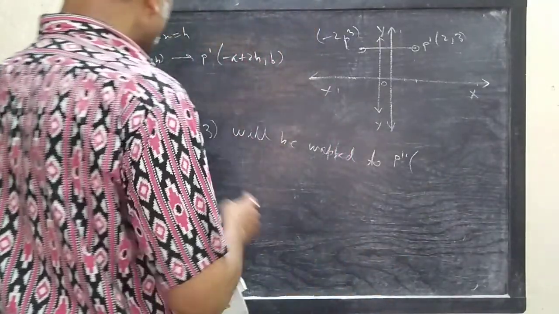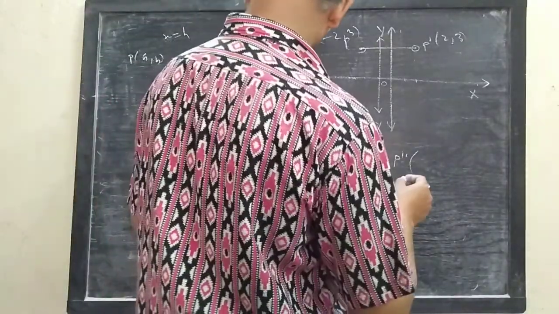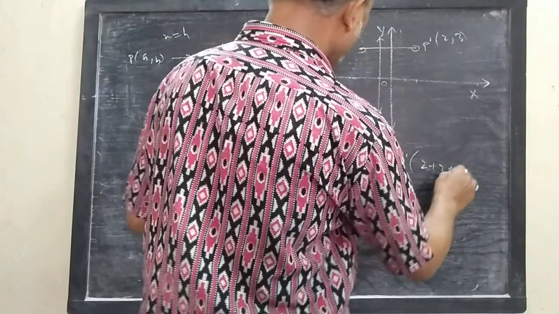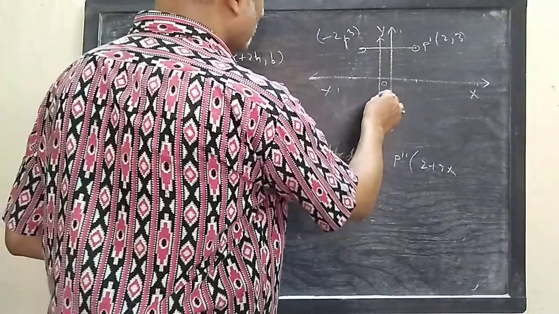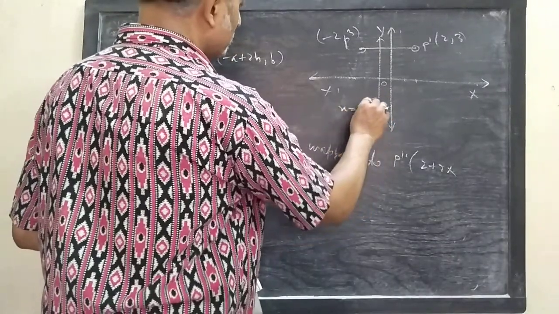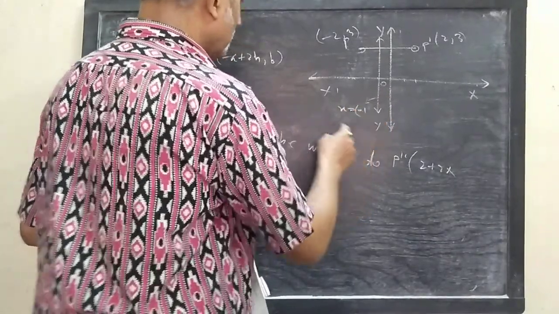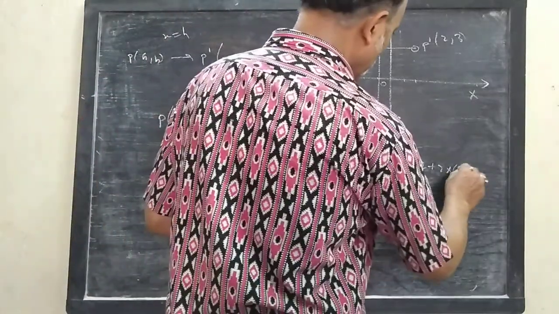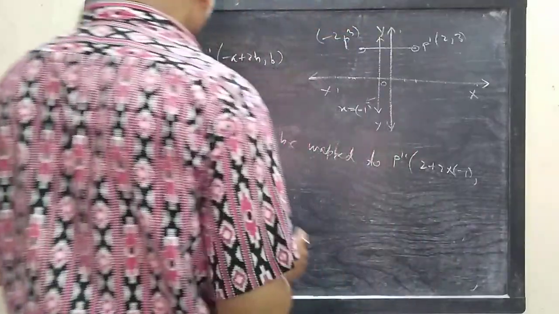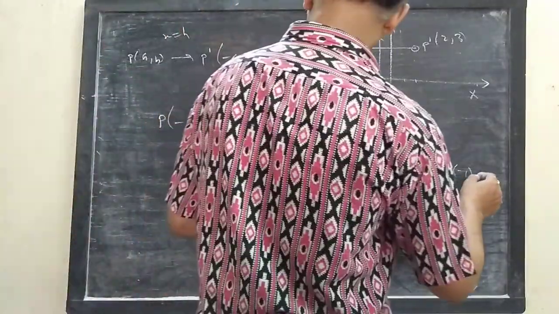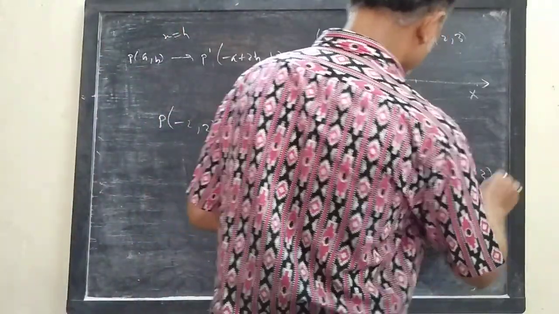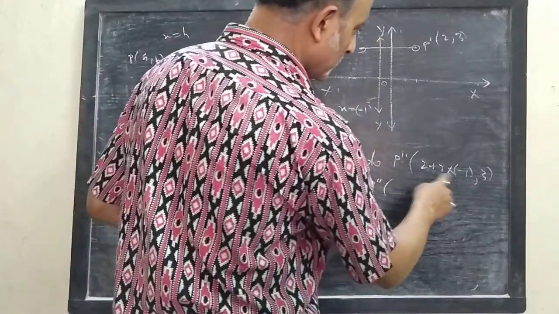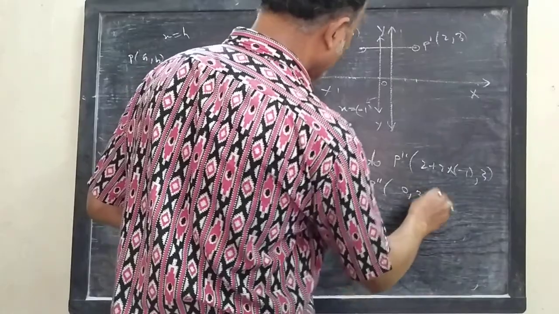P double dash. A is minus 2, it's negative, so this will be minus 2 plus 2 into h, where h is minus 1 here, because this line is x equals to minus 1. So if you compare with h, here h is minus 1. So 2 into minus 1, comma, ordinate remains fixed. So ordinate will be 3. So the point will be P double dash, 0 comma 3.